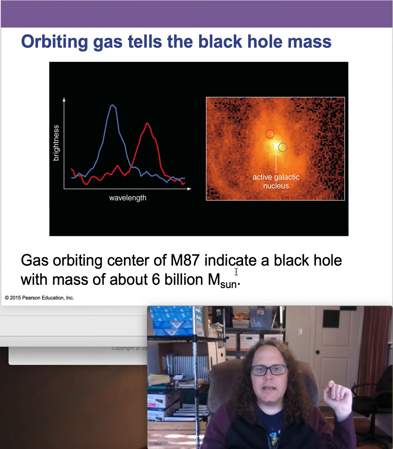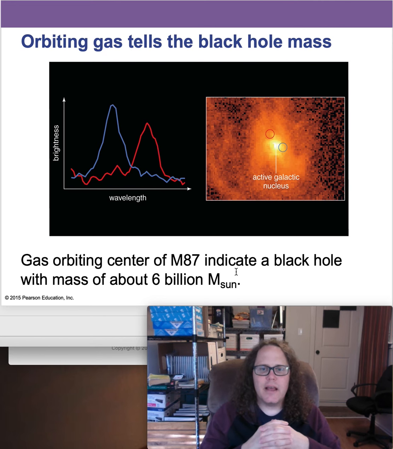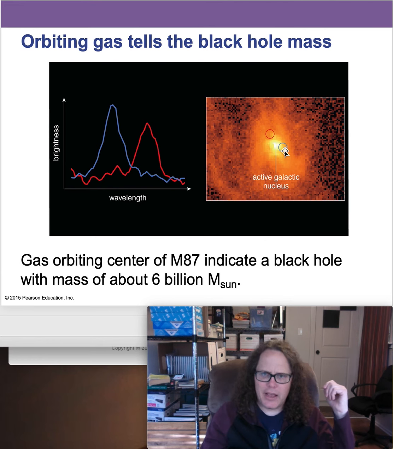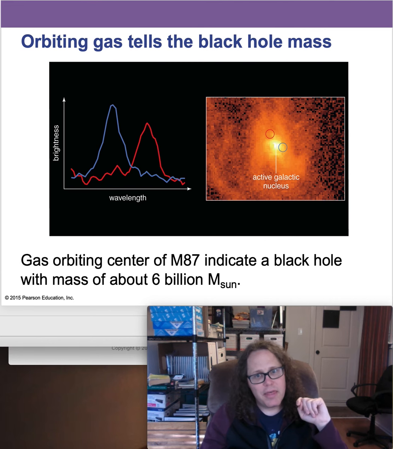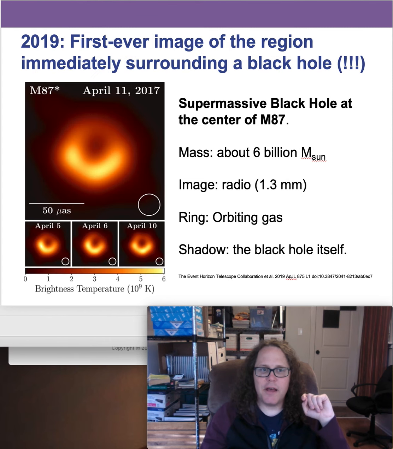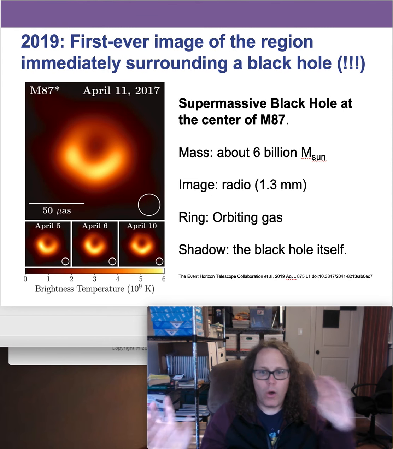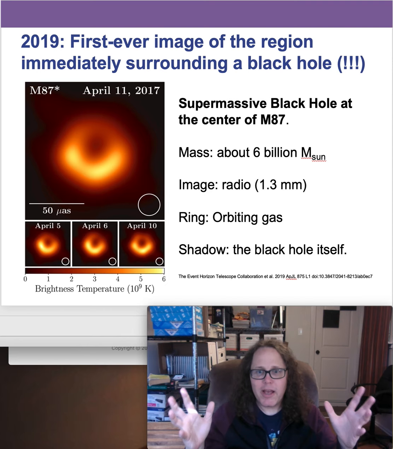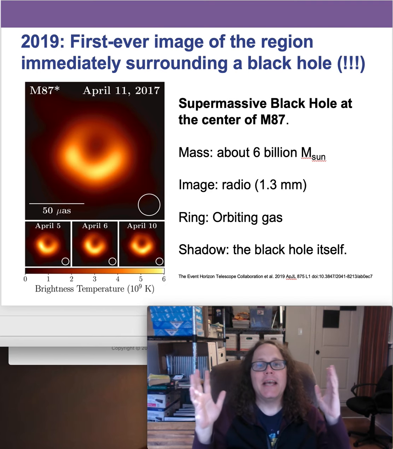This is the active galactic nucleus at the center of the galaxy M87. Its mass was estimated at about 4 billion solar masses by the orbital speed of the gas. However, that has been updated to 6 billion times the mass of the sun by this image right here. Oh my God, forgive my cussing, holy shit.